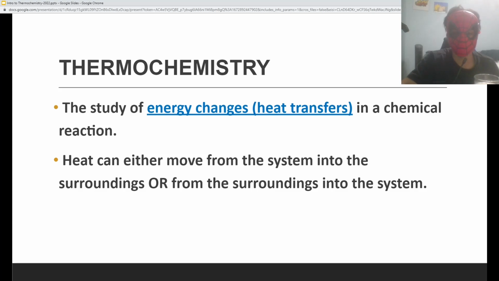For example, if a chemical reaction releases heat, it will be transferred from the system to the surroundings, causing the temperature of the surroundings to increase. On the contrary, if a chemical reaction absorbs heat, it will be transferred from the surroundings to the system, causing the temperature of the system to increase.